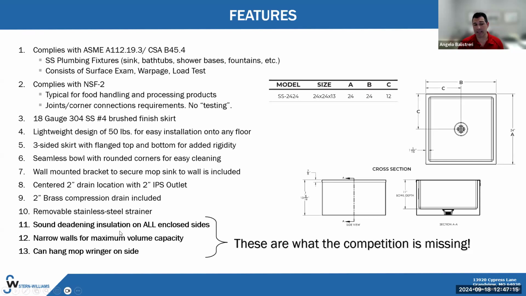It has sound deadening insulation on all enclosed sides and narrow walls for maximum volume capacity. What we saw with some of our competitors: you can see our wall thickness here is only 1 inch and 1/16, so let's round down and say 1 inch. So we're right around 1 inch for the thickness on all of our walls. Some of our competitors' walls can be up to 3 or 4 inches on each side, so they lose volume inside. Then we have an 11-inch bowl depth, while some of them barely hit 6 inches. Again, we lose the capabilities of what we're able to use this for.